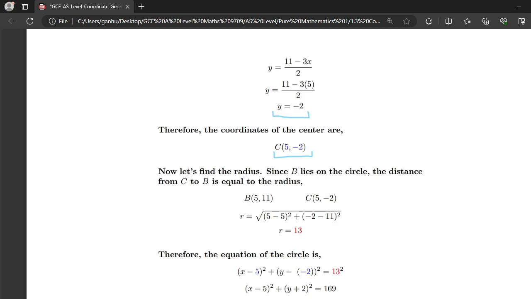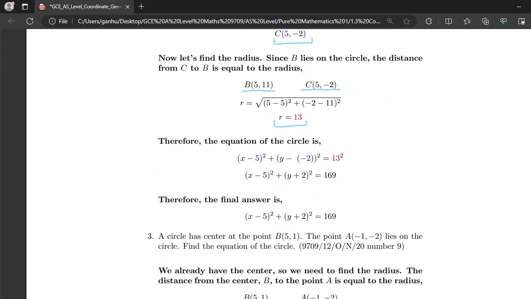Now to find the radius, we're going to use the formula for length of a line. So in this case, our radius is from B to the center C. So we substitute the coordinates for B and C into the equation for length of a line, and we get that our radius is 13.